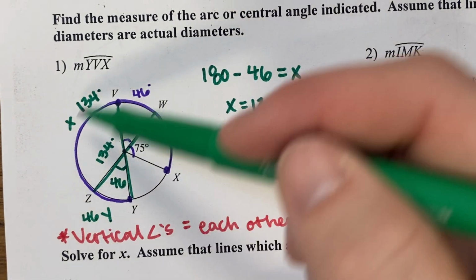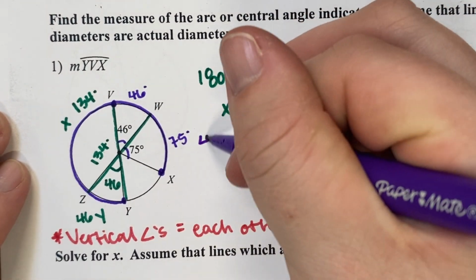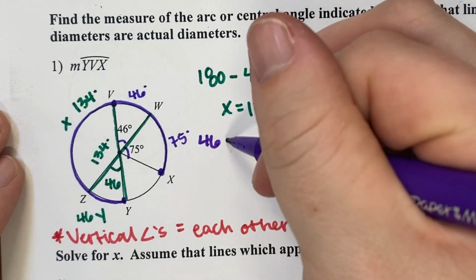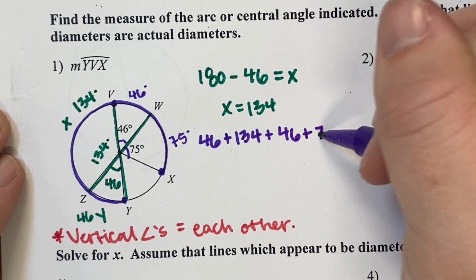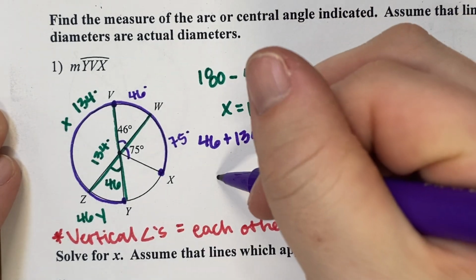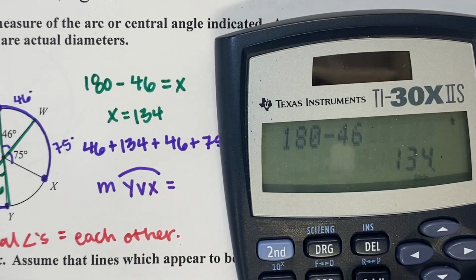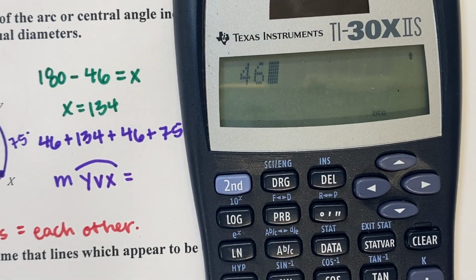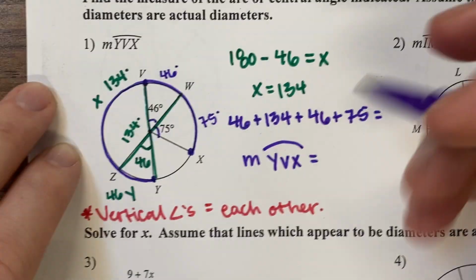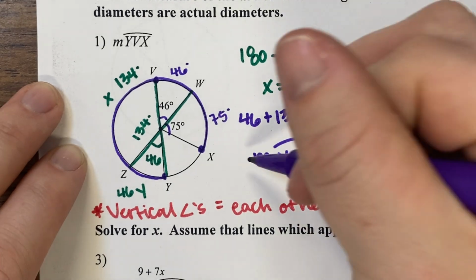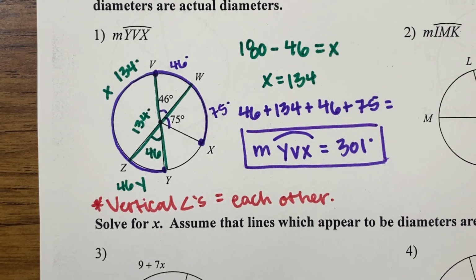So we have all the pieces we need to find the whole measure of the arc. We have 46, which was our Y because it was a vertical angle, plus 134 we just found, plus the 46 that it gave us, plus the 75 that it gave us, and that's going to give us our whole measure of the arc YVX. We're just going to punch that all into our calculator. 46 plus 134 plus 46 plus 75, and I get 301 degrees. And there we go. Beautiful.